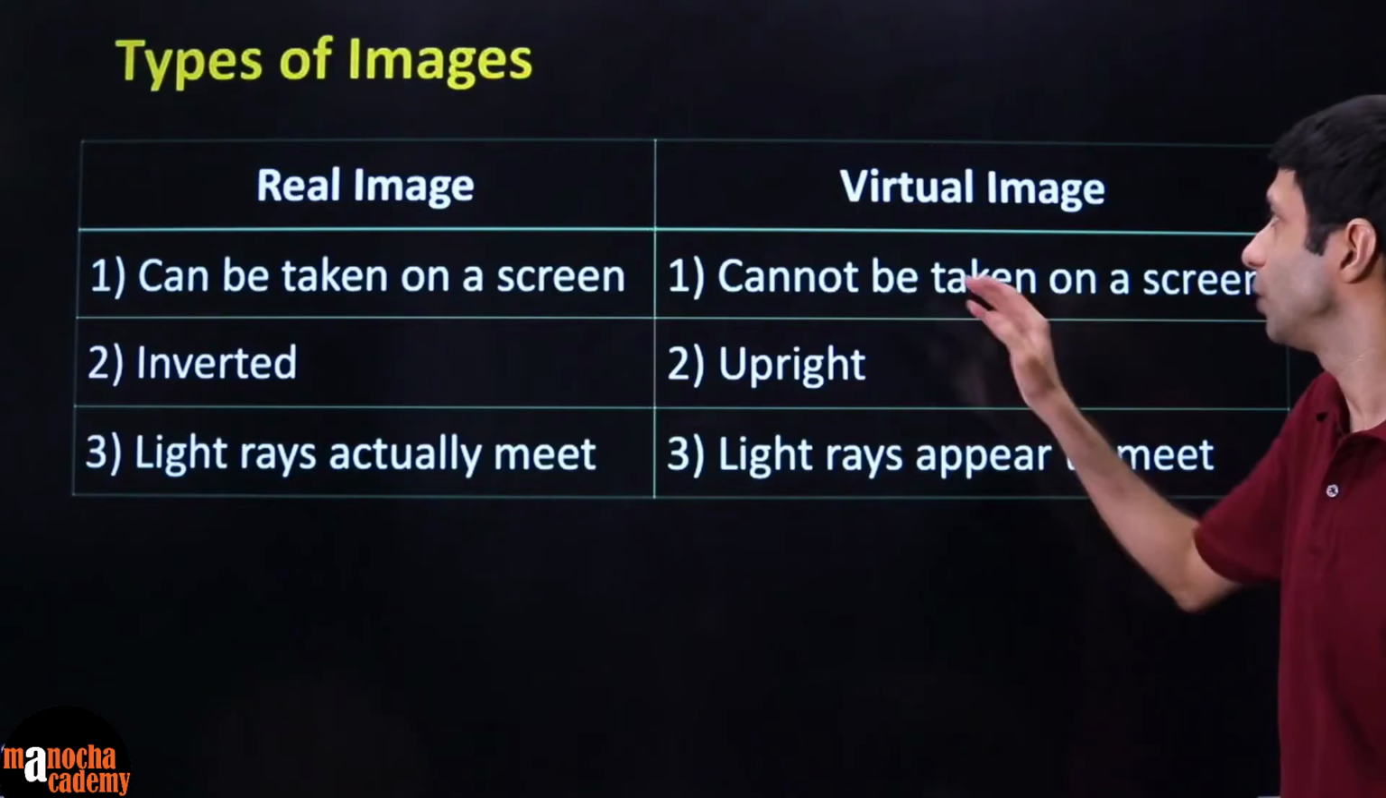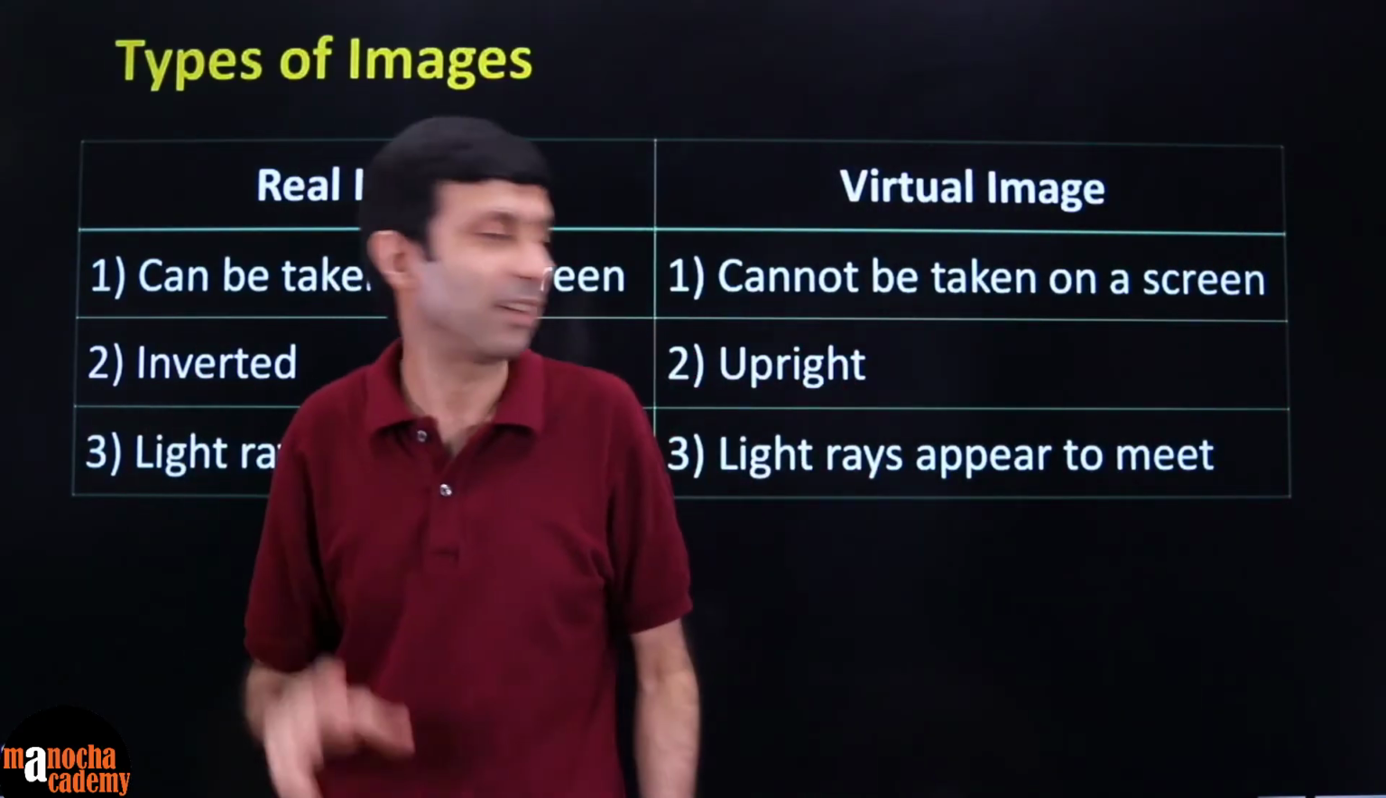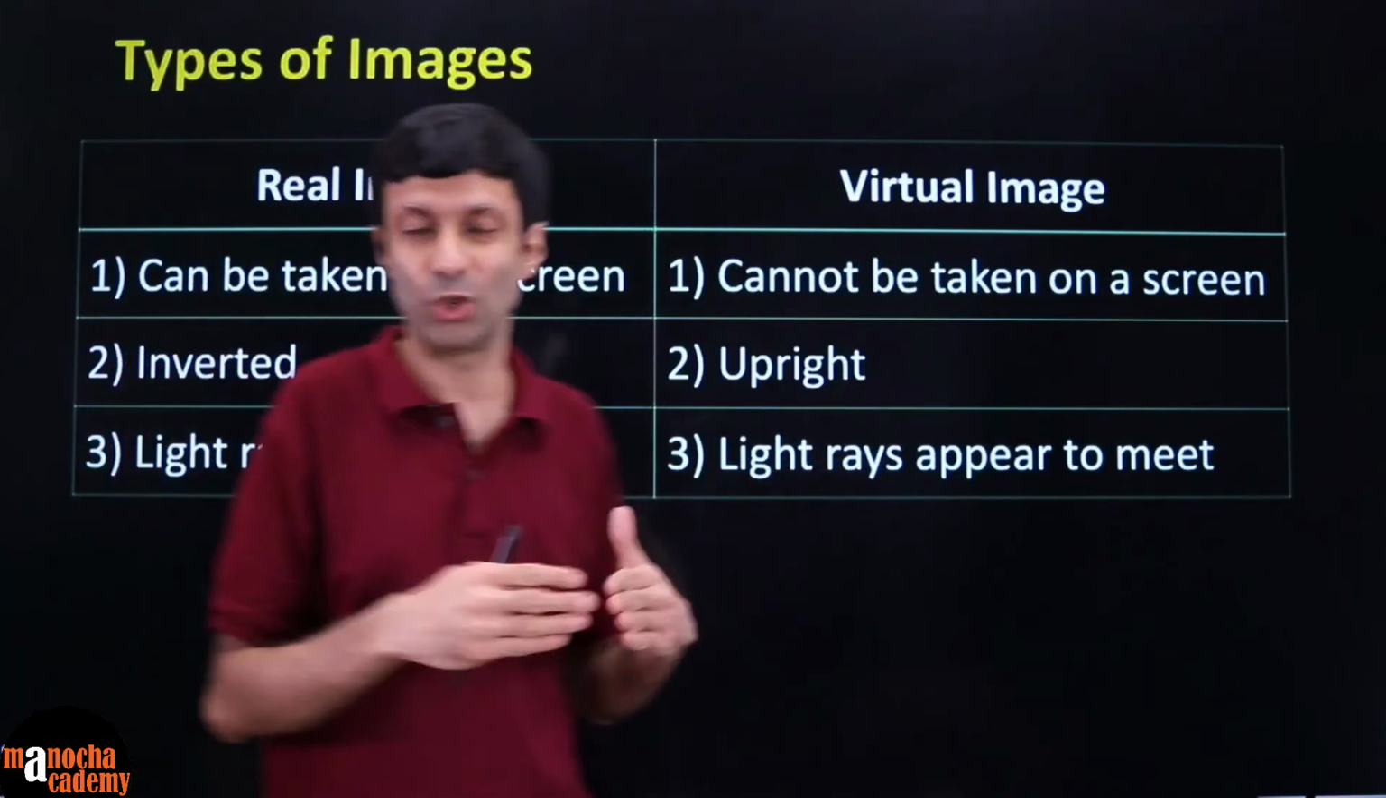Whereas in a virtual image, it cannot be taken on a screen. It is upright, that means it is erect, and light rays appear to meet. They do not actually meet.